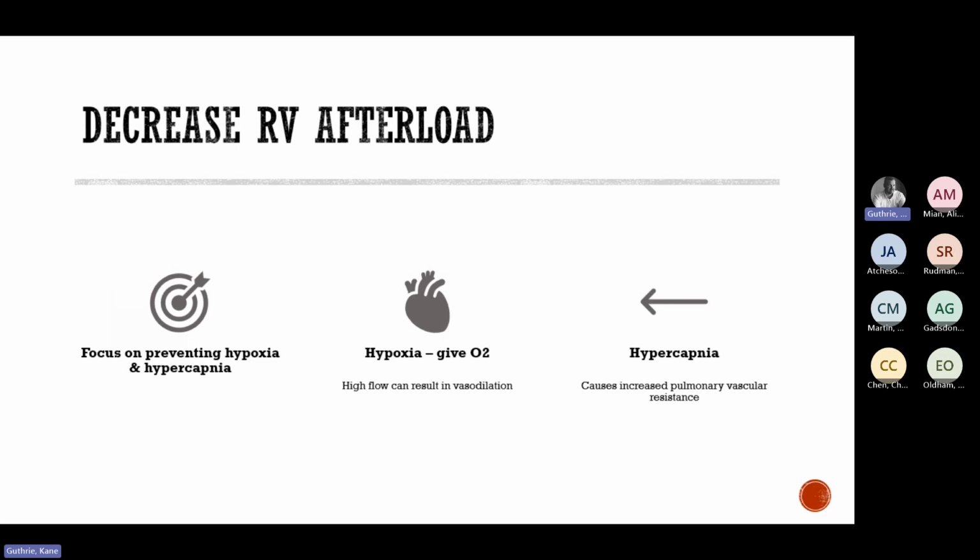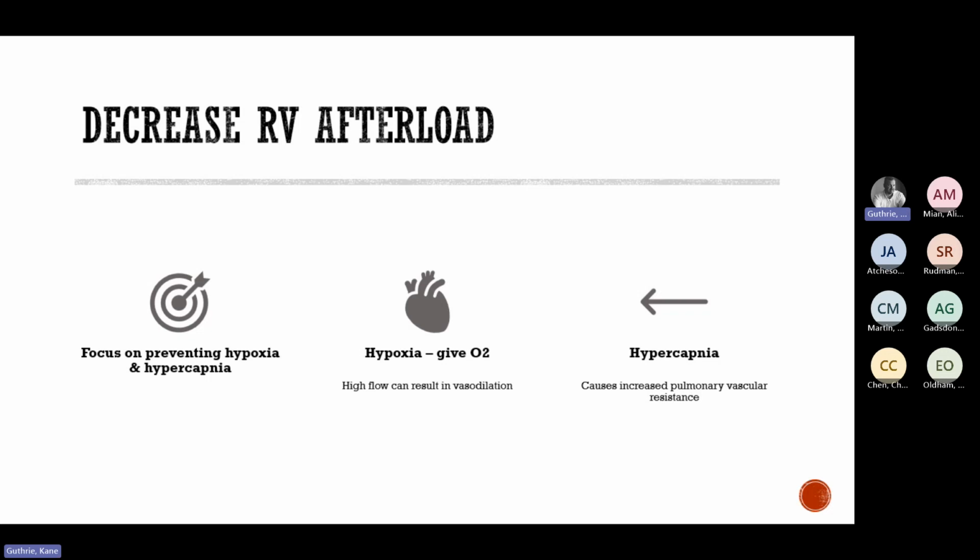Once you've supported the right ventricular systolic pressure by giving vasopressor agents, you then need to look at ways to decrease the afterload. The way that we do that is by preventing hypoxia and hypercapnia, because both are potent vasoconstrictors. They cause further vasoconstriction.